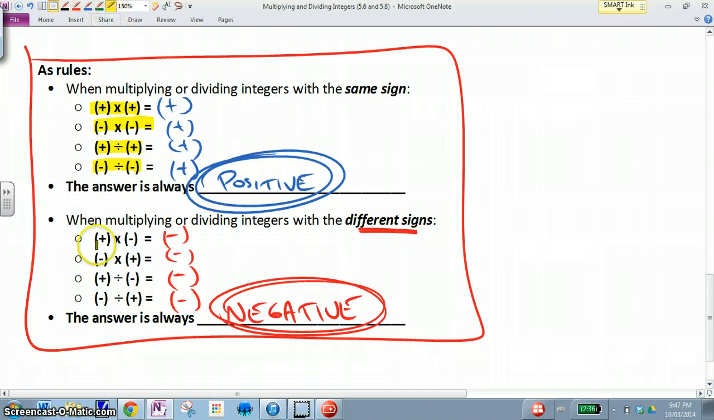Okay, so those rules are going to help you out big time. Make sure you got them, make sure you know them, make sure you can use them, right? Are we looking at different signs, or are we looking at the same signs? Is our answer going to be positive, or is our answer going to be negative? Good luck.